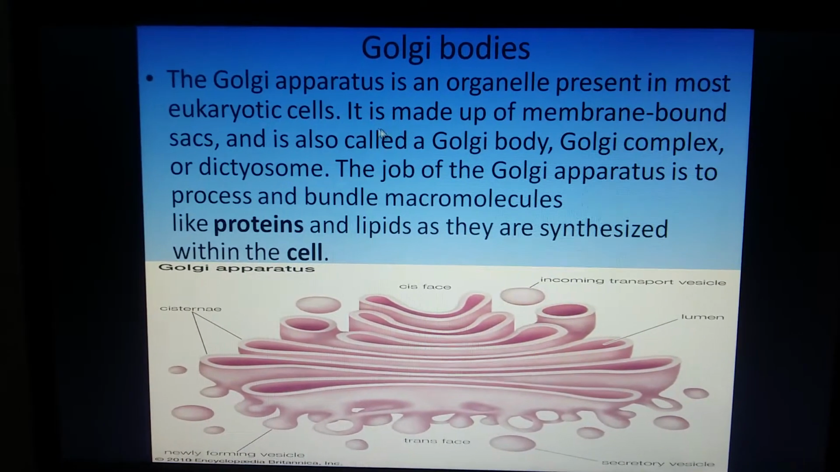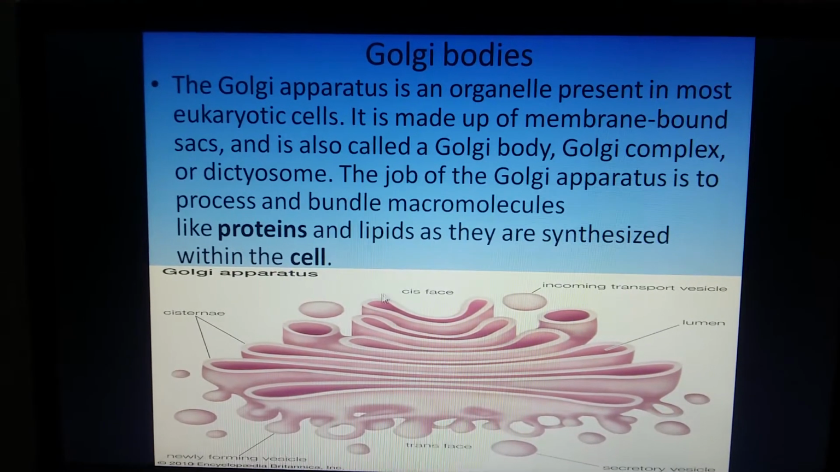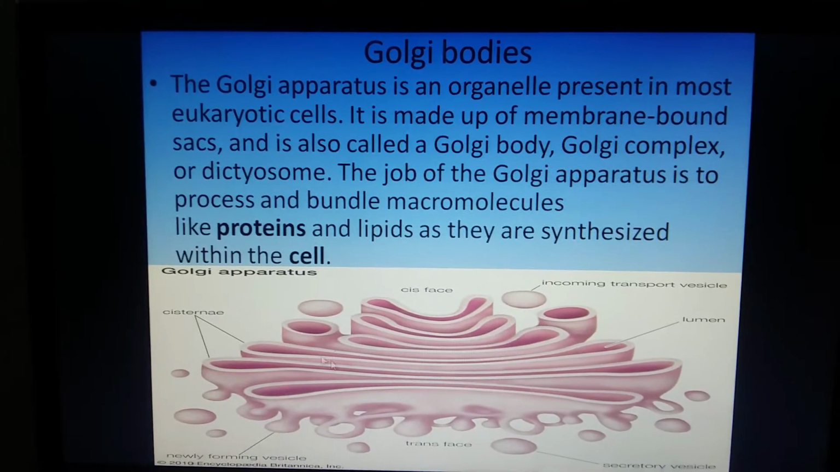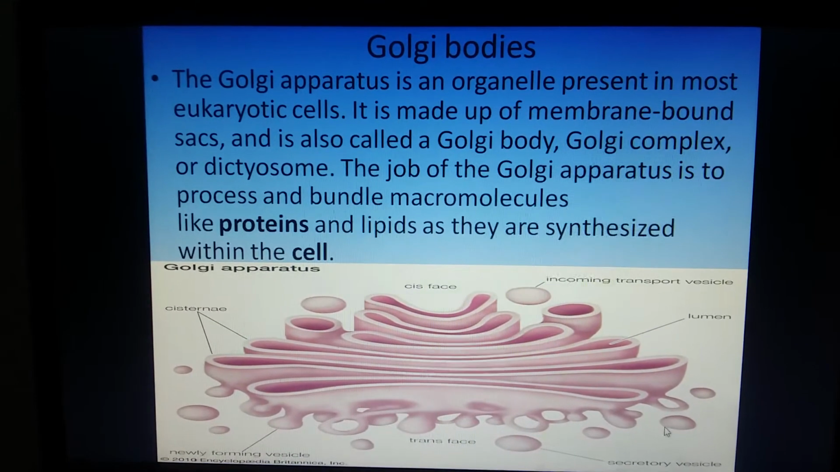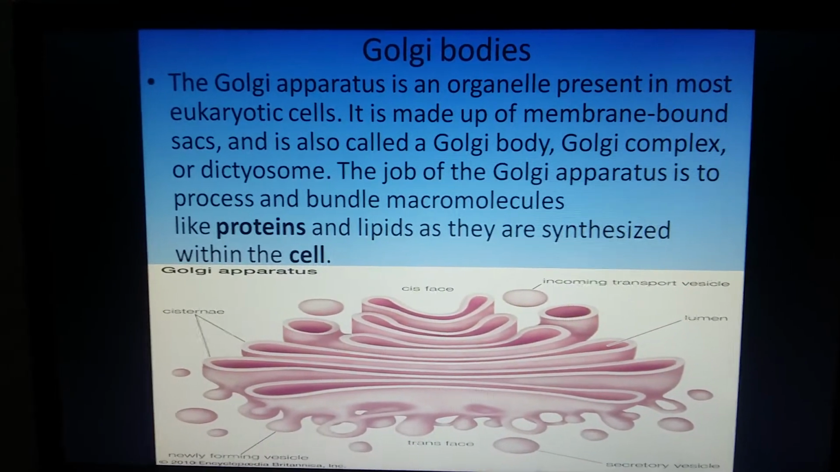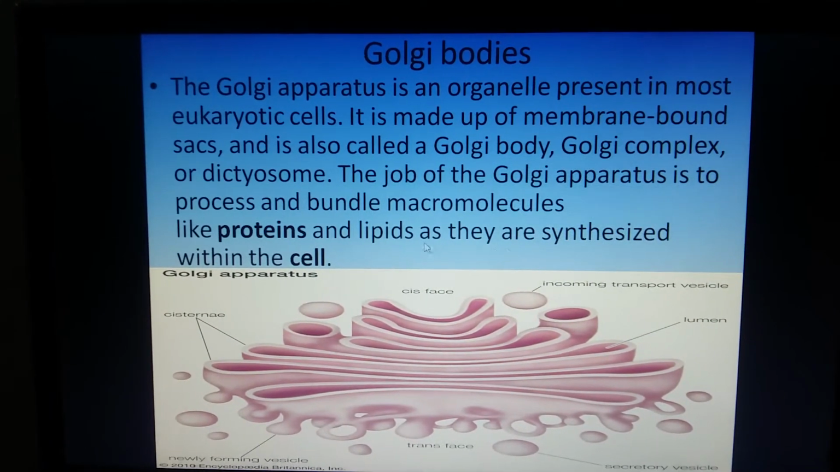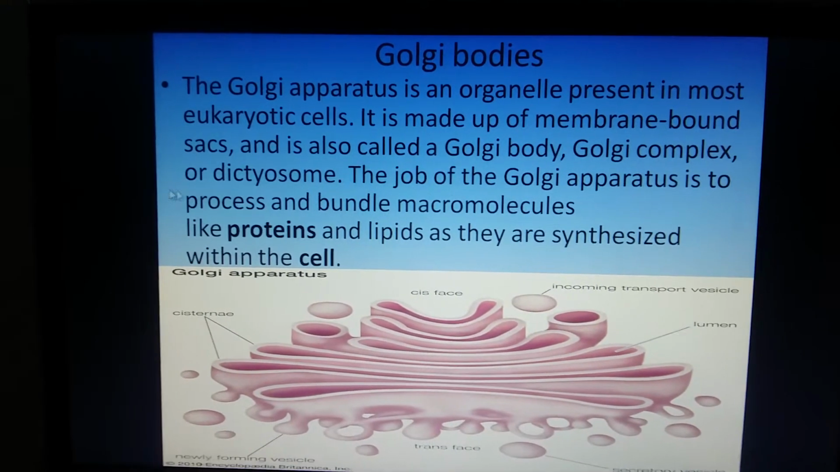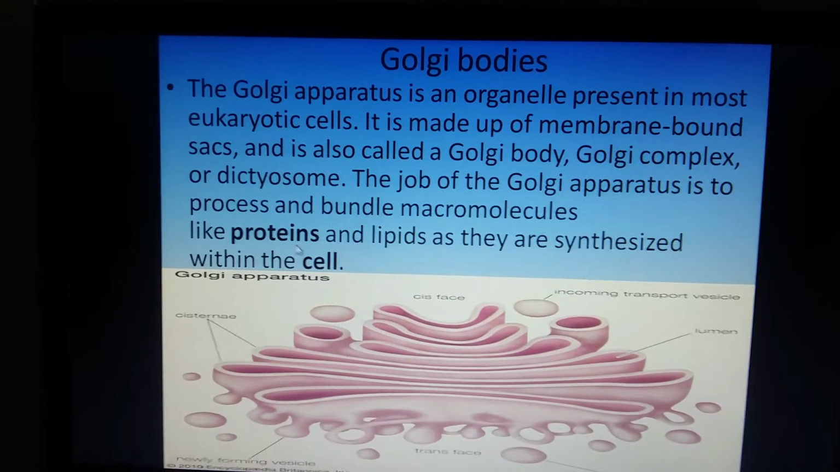This is Golgi bodies or the Golgi apparatus. It is present in eukaryotic cells and it is made up of a membrane bound sac. You can see this is a sac like structure. It is also called Golgi complex or dictyosome. The job of the Golgi apparatus is to process and bundle proteins and lipids. The macromolecules present in cells are proteins and lipids, and Golgi bodies process and bundle these macromolecules.